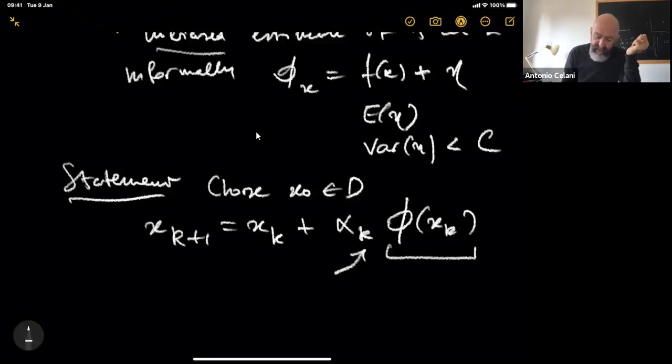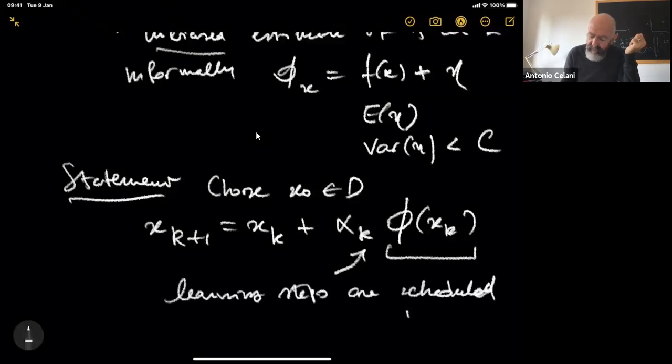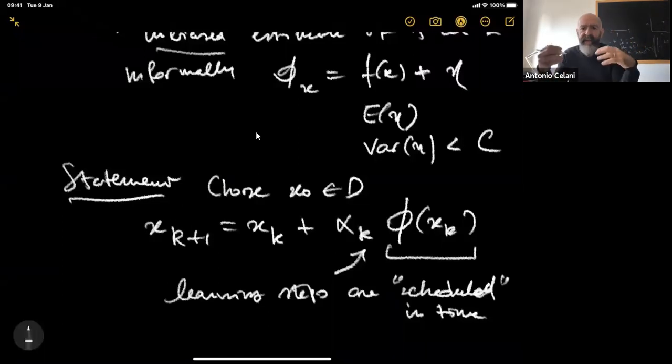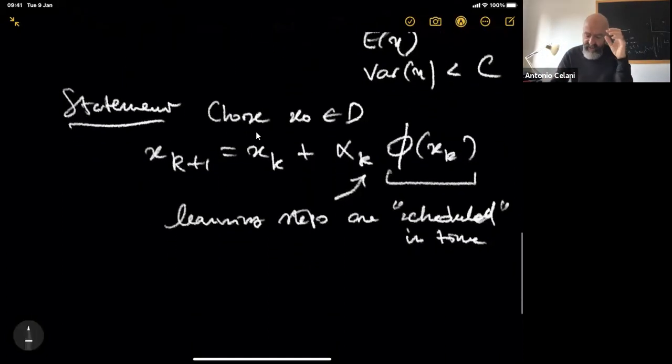So these learning steps or rates are scheduled in time. This is technical jargon, in the sense that we are going to find some dependence on the iteration step that accomplishes this delicate balance, well, actually not so delicate, it's quite a robust balance, the trade-off between bias and variance.